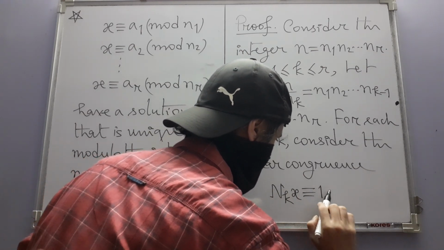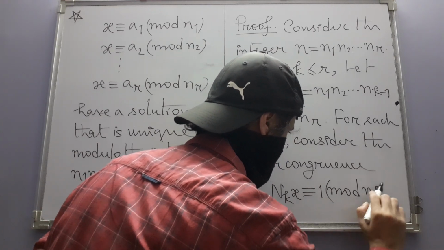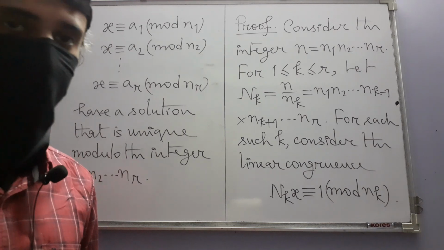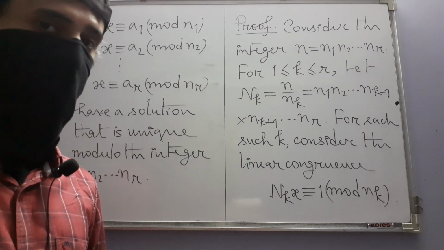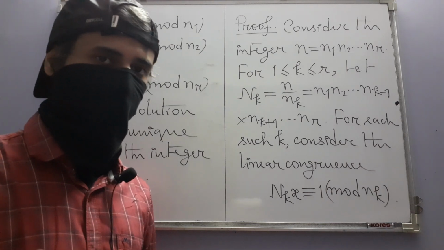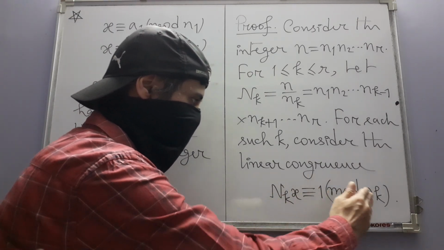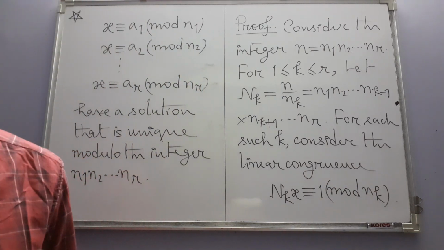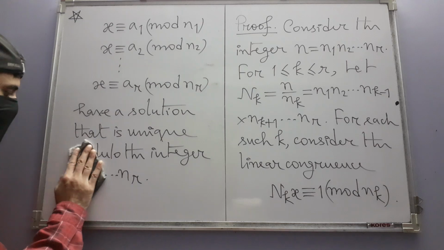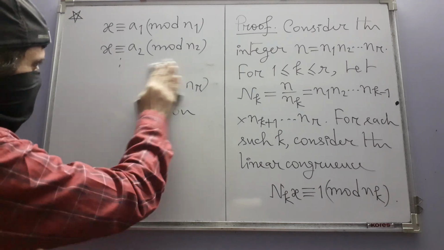Nk x congruent to 1 mod small nk. The first question that arises is whether this linear congruence is solvable. For solvability, of course, you need to consider the GCD of the coefficient and the modulus. Now, the way we have defined these coefficients, capital Nk, they are relatively prime to the modulus, the corresponding modulus.